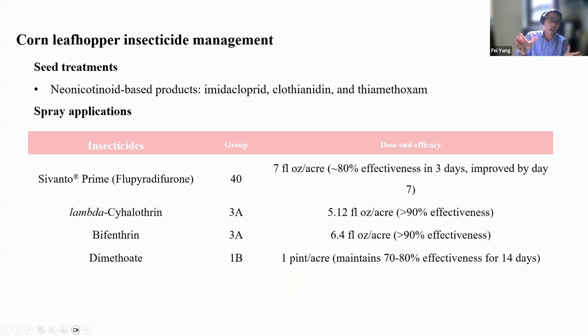Right now, we don't have any management strategy here in Minnesota, but based on published studies in Brazil and the southern US, seed treatment looks very effective for management of corn leafhopper. Also, during the season, if you have lots of infestation, you can use foliar applications. Sivanto looks good, and pyrethroids and organophosphates work well, based on studies from southern states.